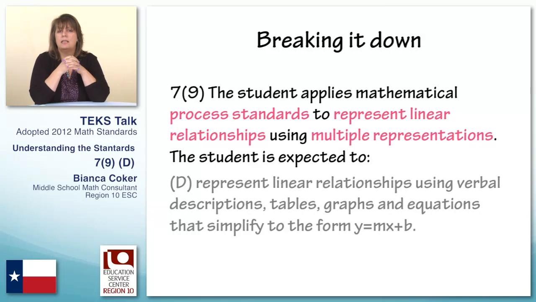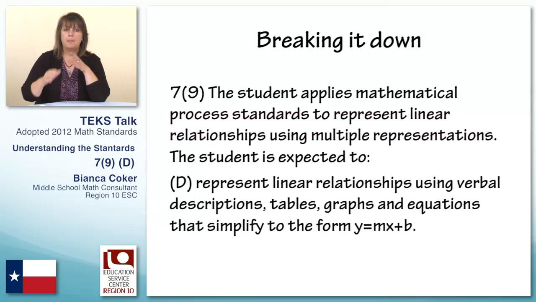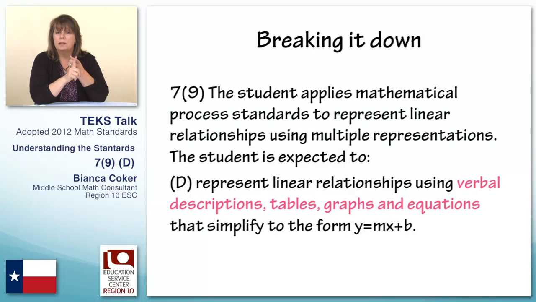So, process standards want our students communicating mathematics, and we're going to communicate them with multiple representations. And in this standard, we're looking at representing linear relationships with multiple representations. So, let's look at the next piece. The student is expected to represent linear relationships using verbal descriptions, tables, graphs, and equations. Okay, so that part in the pink there, that is the 4 things they're supposed to do.